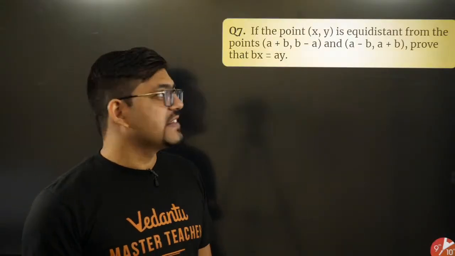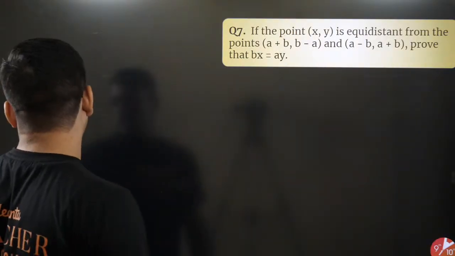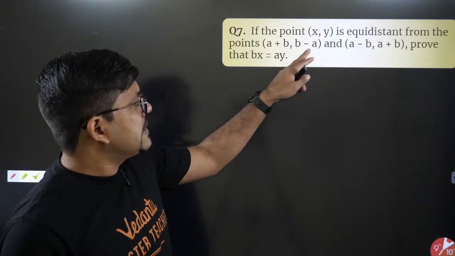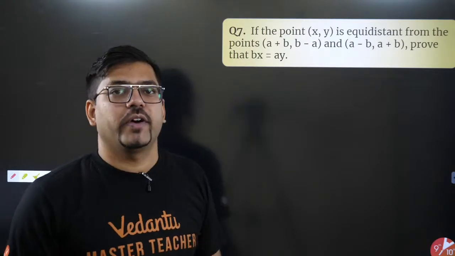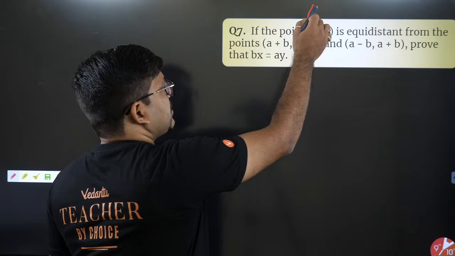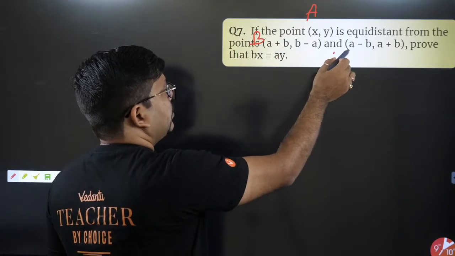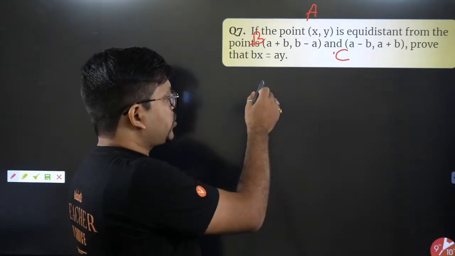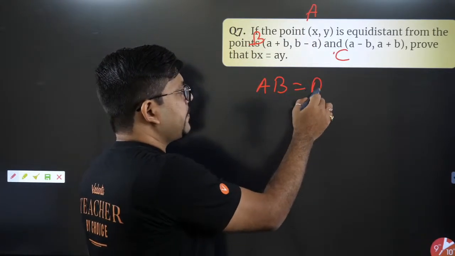Chalo. Next question, guys. The next question says, if the point (x, y) is equidistant from the points (a+b, b-a) and (a-b, a+b), then prove that bx equals ay. How are we going to prove this? Very simple. Let us assume this is A, this is B, this is C. The question says that A is equidistant from B and C, which means AB equals AC.